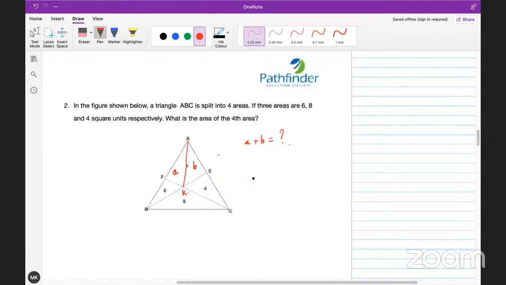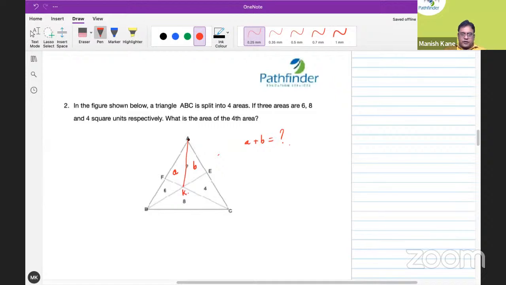Sir, you're not audible. Oh, I'm sorry. So what we need to do here is I have just joined A to this point of intersection of these two lines and called this point as K. And then I call these two areas as A and B respectively, and I have to calculate A and B, nothing else. Correct?